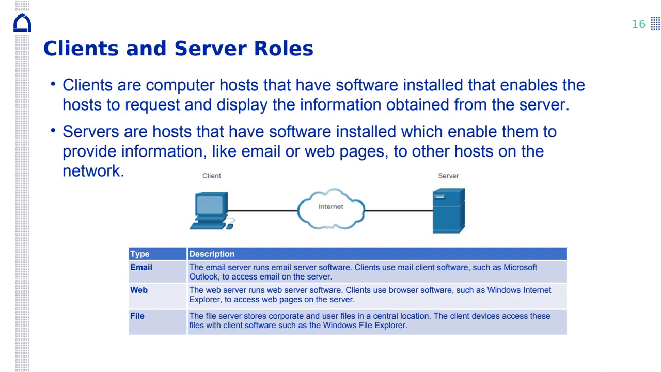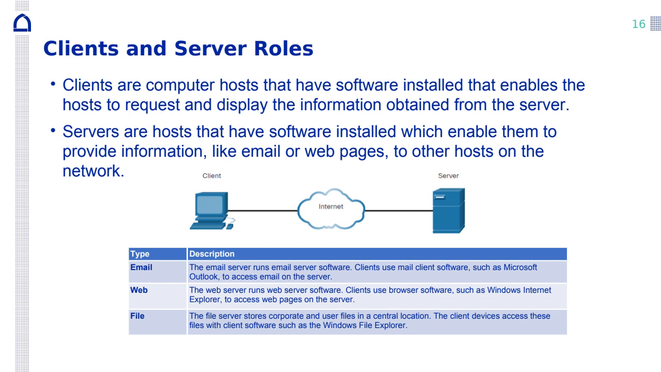Client and server role. Clients are computer hosts that have software that enables the host to request information and display it. Your computer here is a client. Your laptop is a client in the network. A server is the one, like in the data center or our server room, that receives the requests and gives the output, the result. We have different types of servers: email server, web server, and file server. So please have a look at it here and see the difference between them.